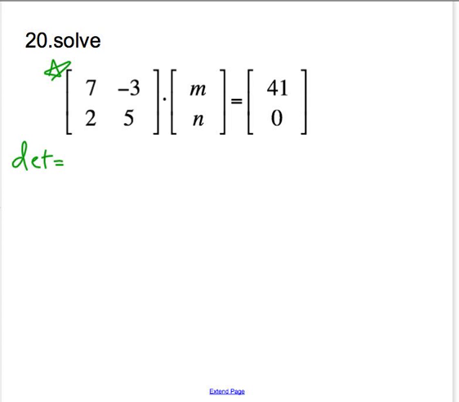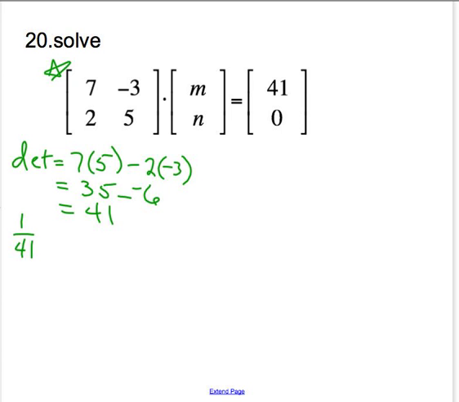Your determinant is the product of the main diagonal, 7 times 5, minus the product of the other diagonal, 2 times negative 3. I do my multiplying and my subtracting. I get a determinant of 41. When you want to find the inverse, it is the reciprocal of the determinant. So it is going to be 1/41st.